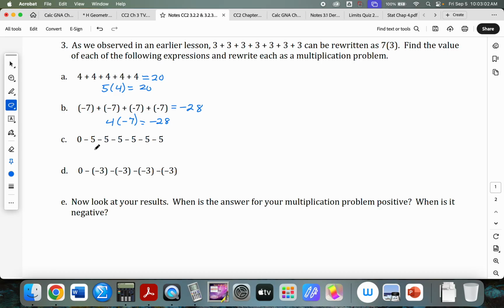Here on this one, we got 0, -5, -5, -5, -5, -5, -5. 1, 2, 3, 4, 5, 6. So that's -30. Writing it as a multiplication problem, I'm subtracting 6 5s, so -6 times 5 is the way that you would write that. Notice this is a subtraction problem, so that's why I have this negative here. That gives me -30.